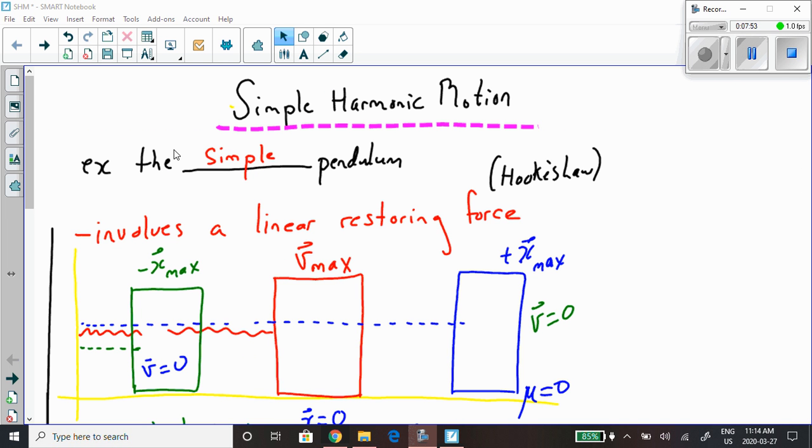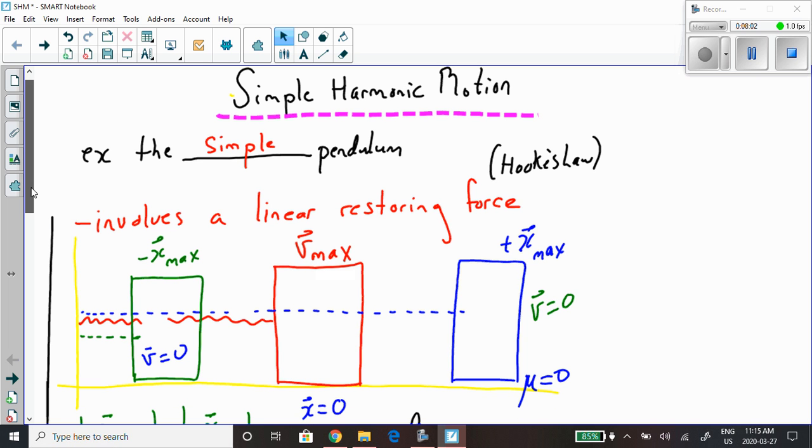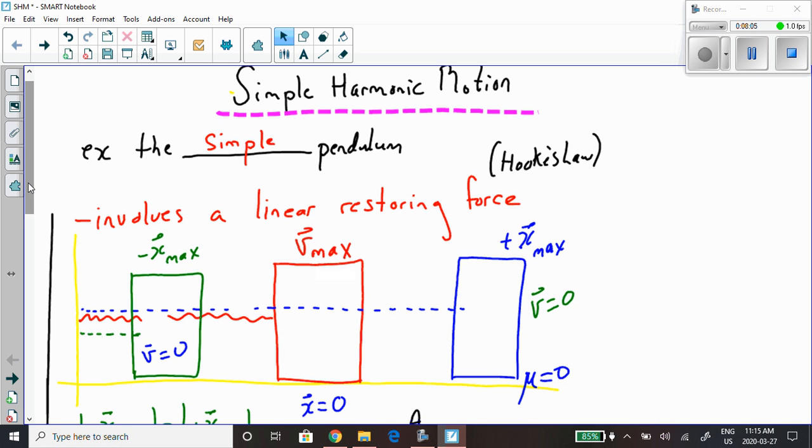All right, our note on simple harmonic motion. There is a version of this note available that I've put on today's announcement, so you don't have to worry about scribbling this down quickly. An example of simple harmonic motion would be the simple pendulum. Why is it called simple harmonic motion? Because it involves a linear restoring force. It follows Hooke's law. If it was not a linear restoring force, and there are certain situations like that, it would not be simple harmonic motion. It would be some other type of harmonic motion, and they do exist, but they're not part of this course at the high school level.